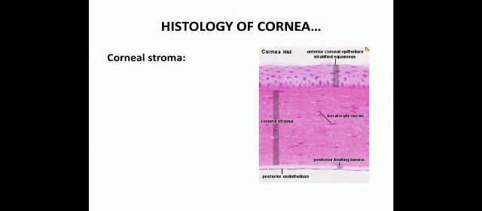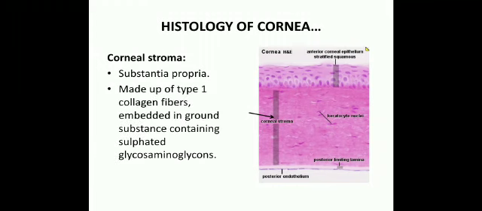Corneal stroma. Most of the thickness of the cornea is made up of the substantia propria or the corneal stroma. It is made up of type 1 collagen fibers embedded in the ground substance containing sulfated glycosaminoglycans. They are arranged with regularity and form the lamellae. The fibers within one lamella are parallel to one another.